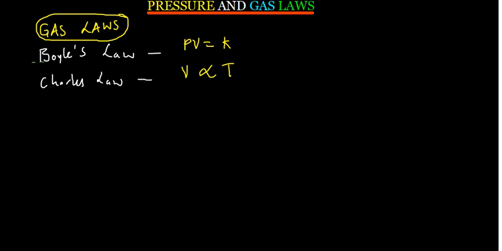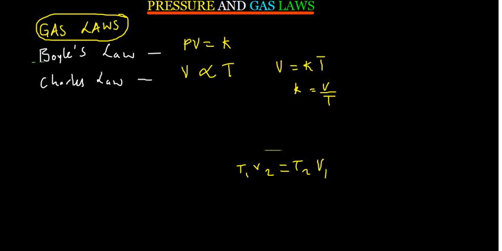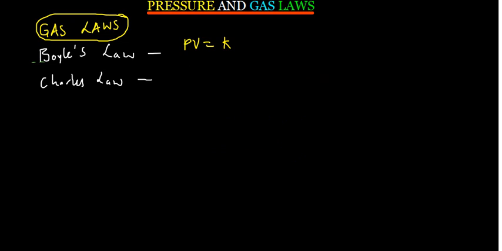So from here we can derive an equation to say volume is equal to K multiplied by T. If I want to remain with K, therefore K is going to be V divided by T. We can deduce an equation to say V1 over T1 is equal to V2 over T2 from Charles' law. Or I can cross multiply, and we're going to have T1 V2 being equal to T2 V1. This is the equation that comes from Charles' law. I can also write that V over T is equal to K.